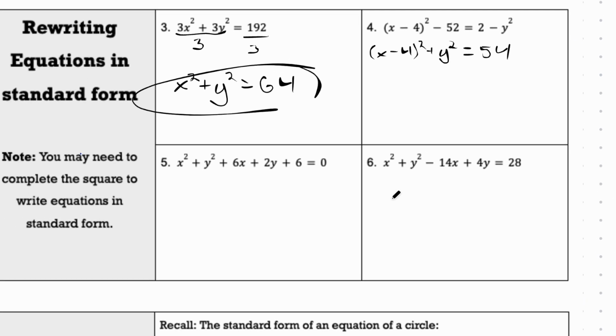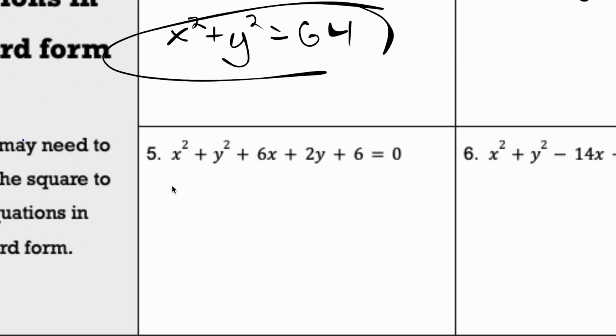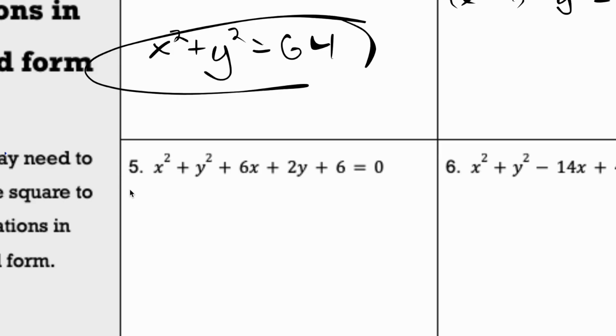Now, if we go down to 5, this is going to be a little bit more involved. And so we're actually going to need to complete the square. So I'm going to rewrite this real quick.